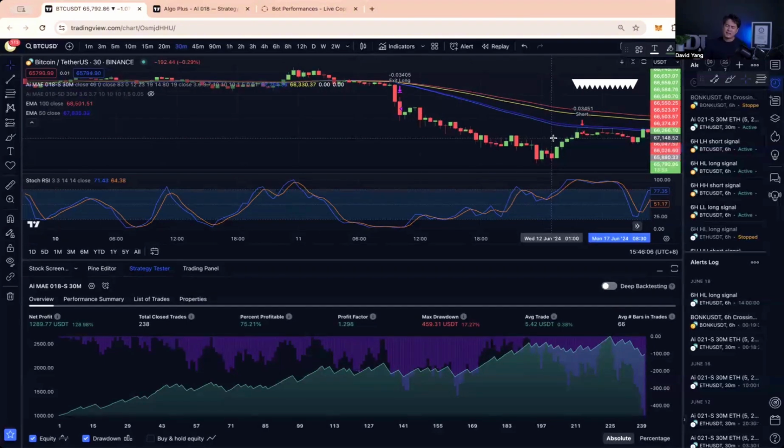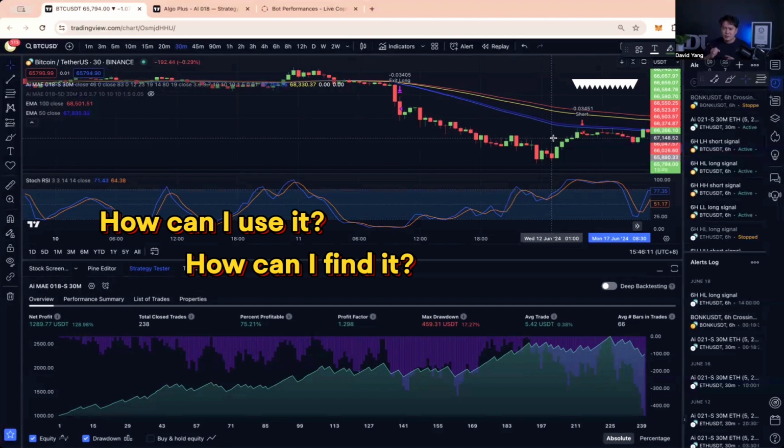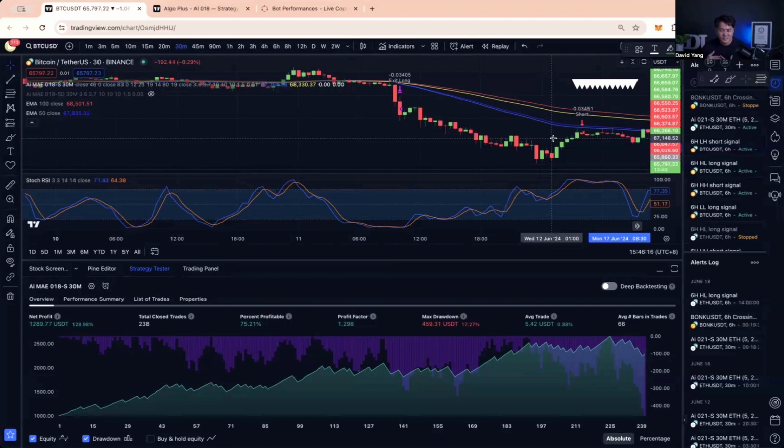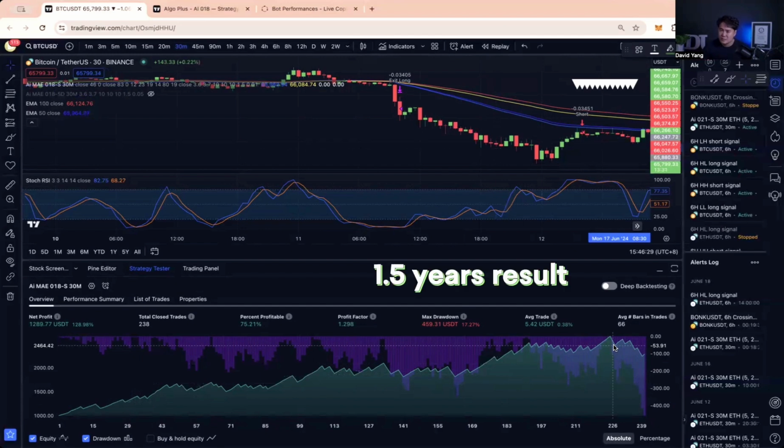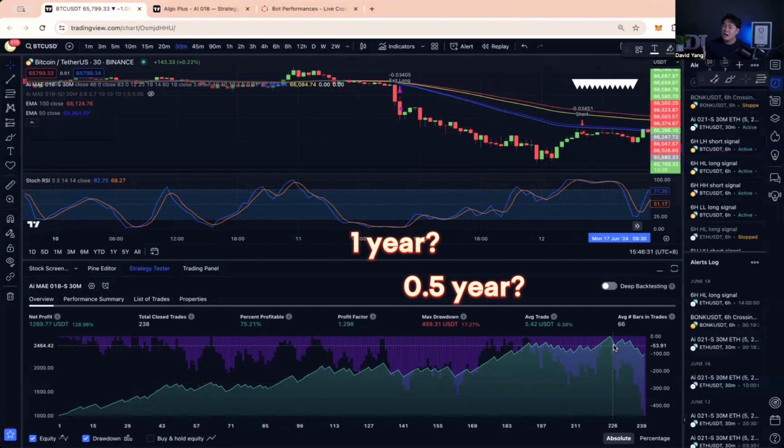You know, in the market there are so many indicators. How can I use them? How can I find them? And most importantly, how can I turn it into automation so it trades on our behalf? After adding it here, you can see this strategy looks good. Maybe yours is a bit different from mine because mine is a premium account, so I can see slightly further. This is the 1.5 years result. Maybe yours is 1 year or half a year. It really depends on your TradingView account.